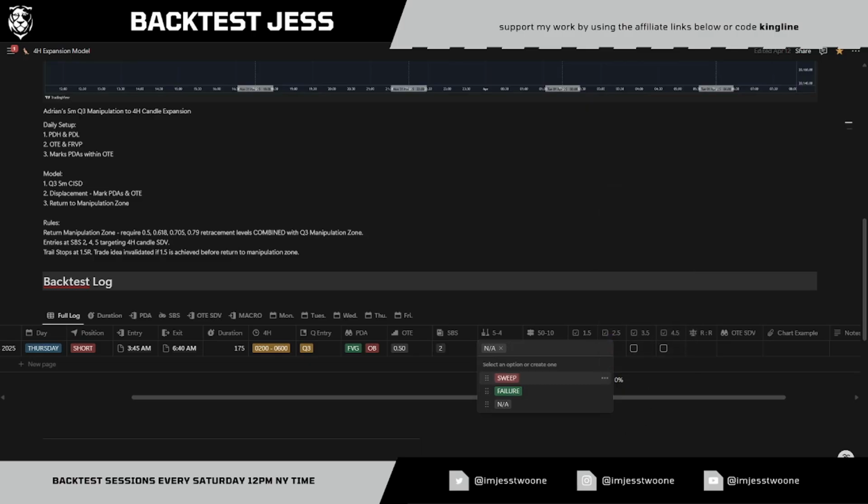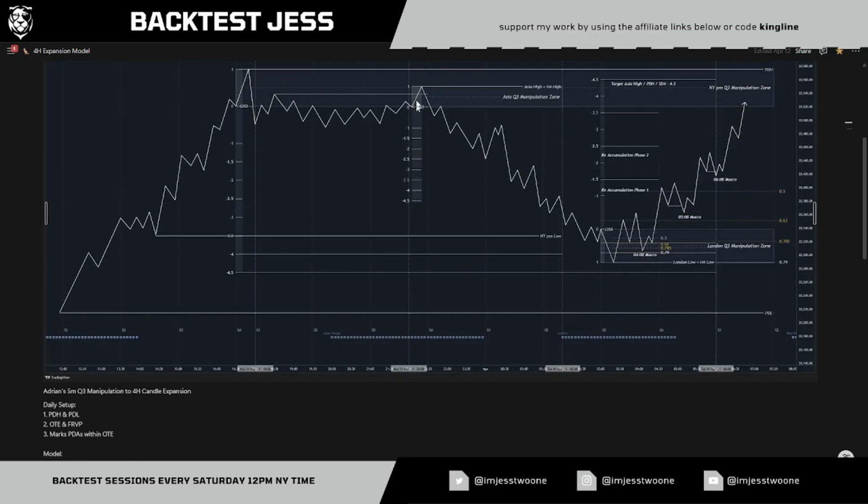Is there a specific time window we want the trade to be done in? Yeah, because it's a 5-minute change in state delivery for a 4-hour expansion. We want the 5-minute change in state delivery to occur during Q3, and we're looking to catch the 4-hour candle expansion, so hopefully in the first 30 minutes of that 4-hour candle. And we want it to be done by the next 4-hour candle. Oh, we don't have a time frame to cut it yet. I do have a duration column.